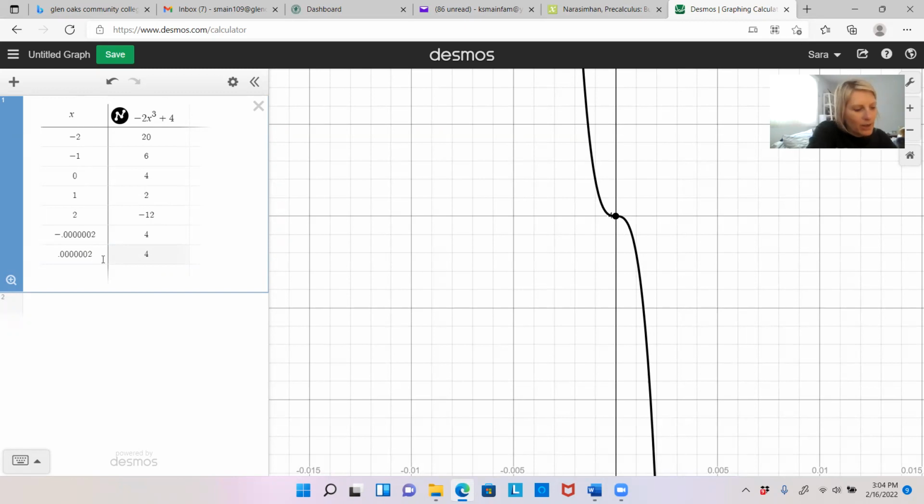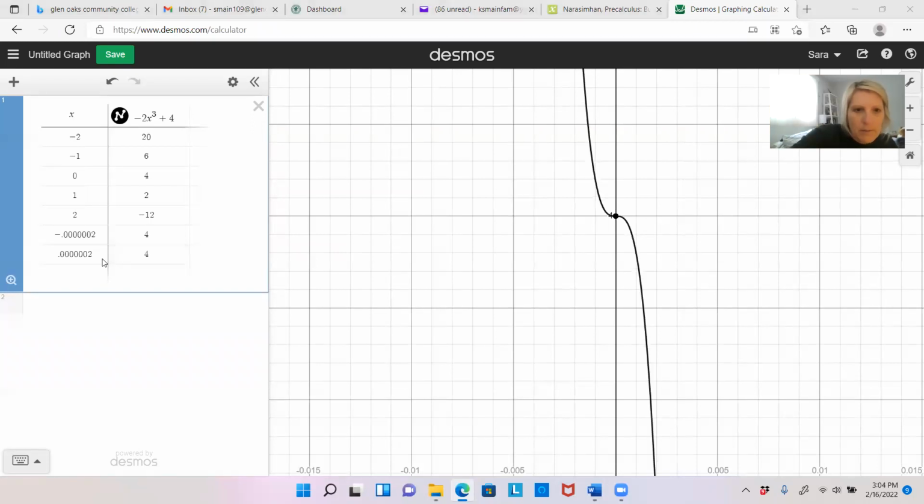So this one is kind of hard because it's hard to see if it does or doesn't pass the line test. So it does. So 33 is a yes, it is 1-to-1.